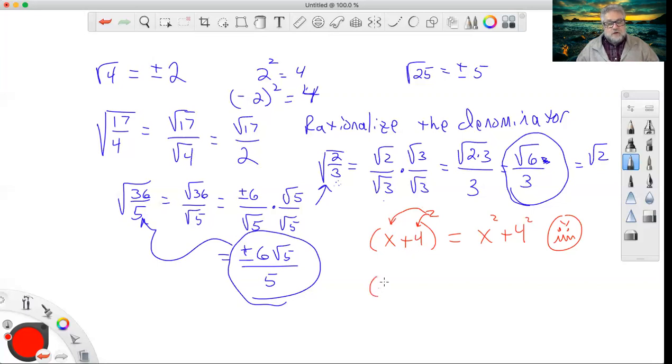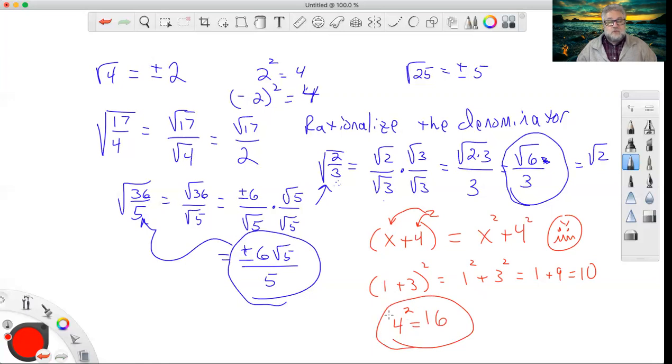And I'll prove it. 1 plus 3 squared, is that equal to 1 squared plus 3 squared? 1 squared plus 3 squared would be 1 plus 9, 10. But wait, inside here, 1 plus 3 is 4, and we know what 4 squared is. Whoops, not 4 to the 4th. That's equal to 16, right? I know this to be true. I know this is not the same as that. This is junk.